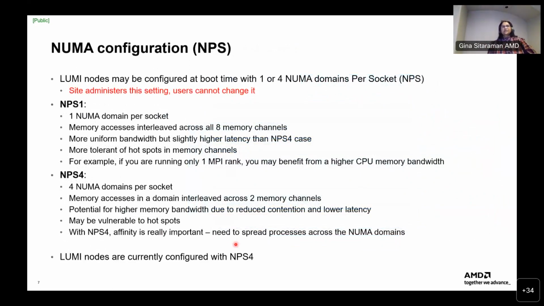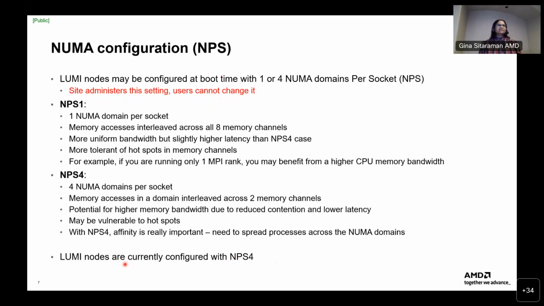NUMA configuration. There are many ways in which we can configure NUMA on our systems. On Lumi, there are only 2 possible ways, NPS 1 and NPS 4. They are configured at boot time. The most important thing for us to remember is that the site administers this setting and we cannot change it. I believe at the moment, we have Lumi nodes configured with NPS 4.